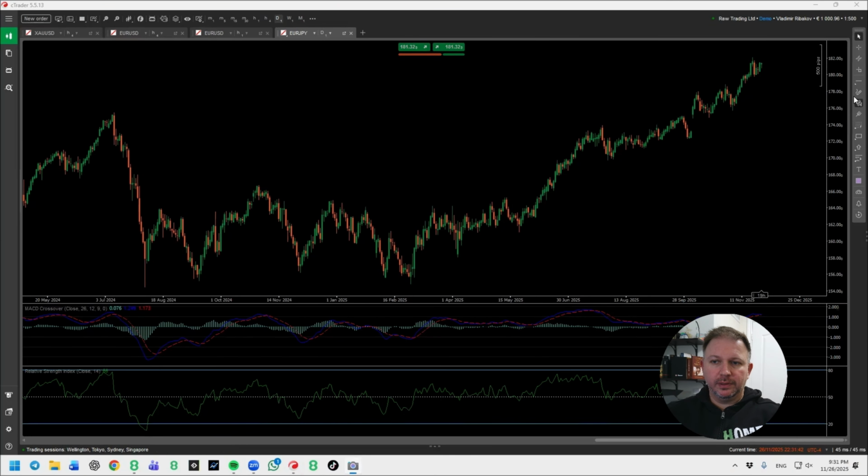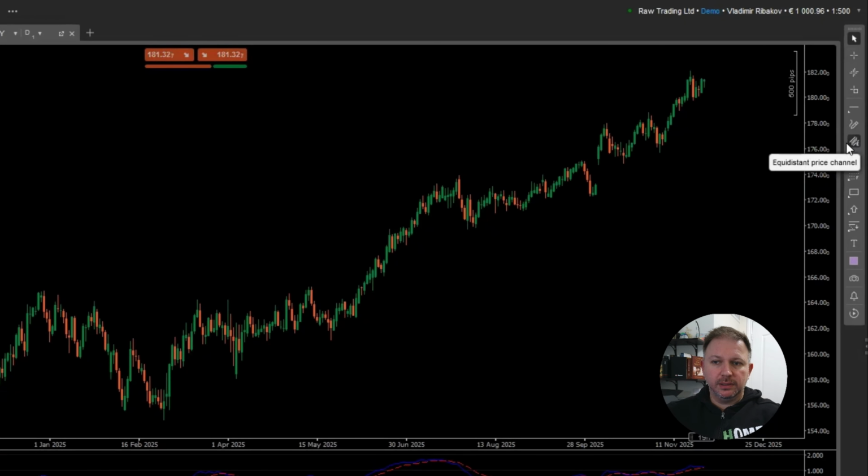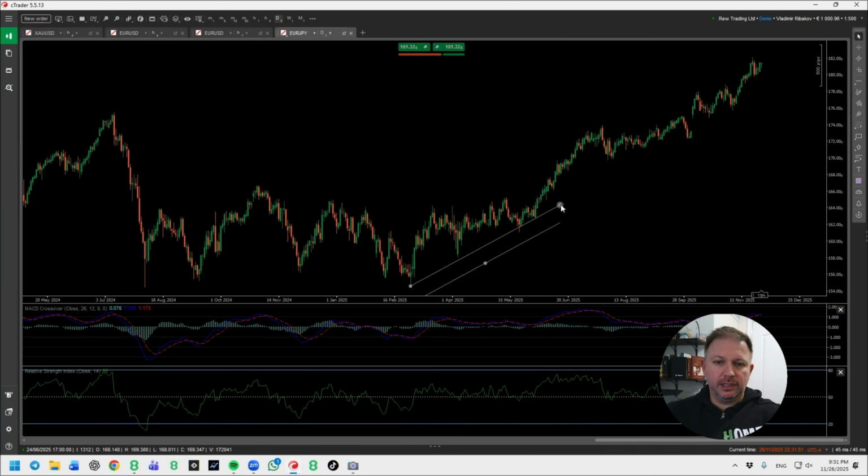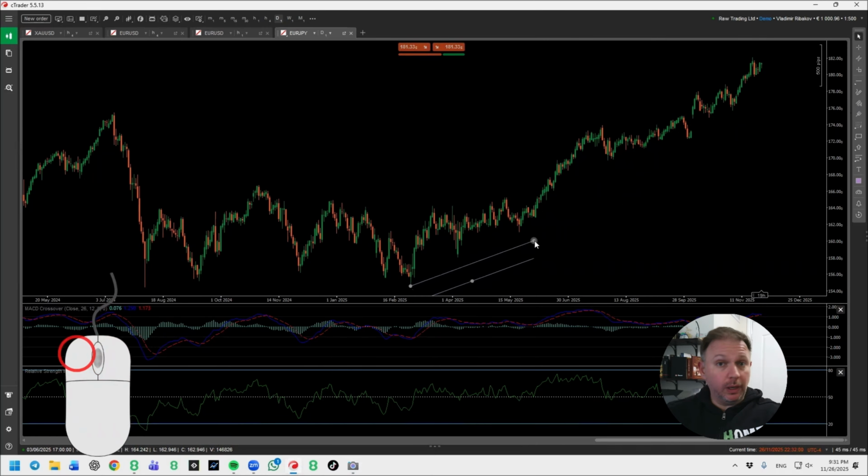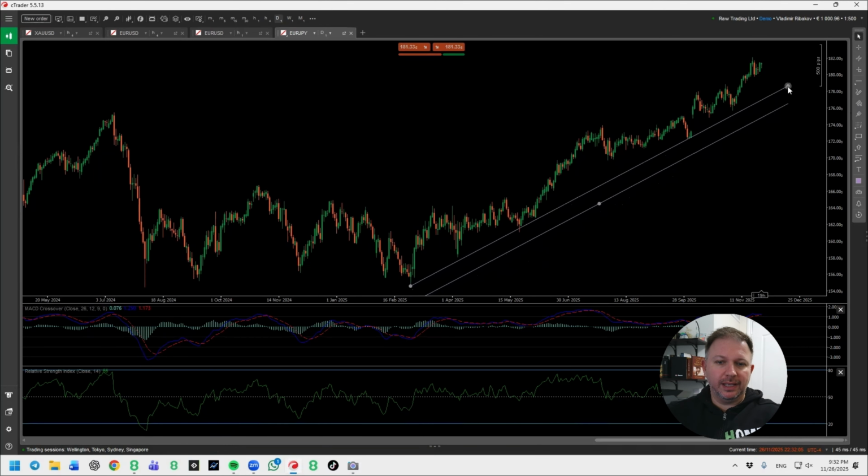So first of all, where do you find the fantastic tool that will help you to draw channels? In the cTrader platform, right here on the toolbar, you would see the price channel. You click on that, and from the starting point, it will start to draw 2 parallel lines. What you have to do is, while you are holding the mouse button, you just take it through the price channel as you see that. Now, I will get back to that. In order to do a channel, let's break down the logic quickly.